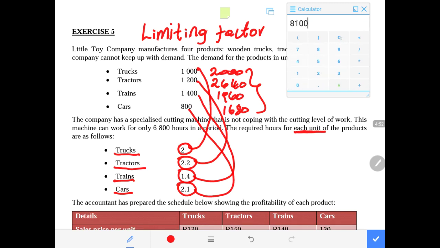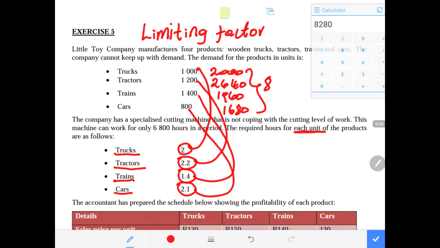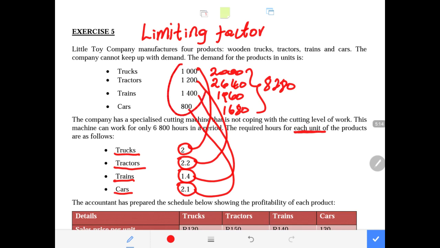Now I'm just calculating the total for all of them: 2,000 plus 2,640 plus 1,960 plus 1,680. This gives us a total of 8,280 hours. These are the required hours to manufacture up to the necessary demand.